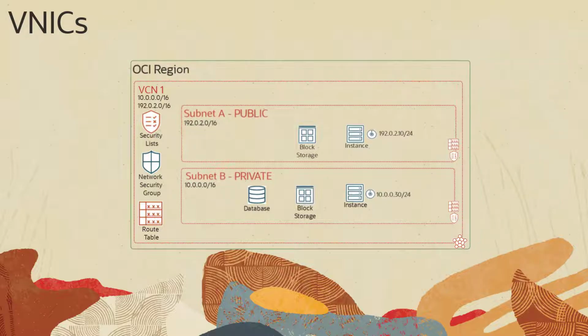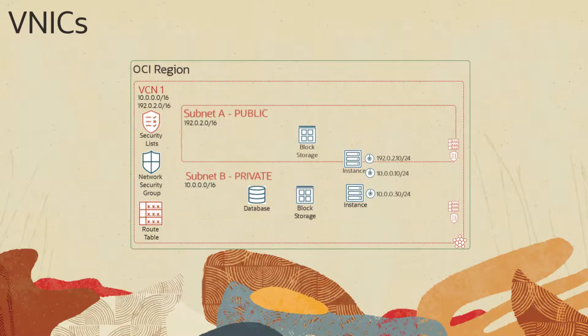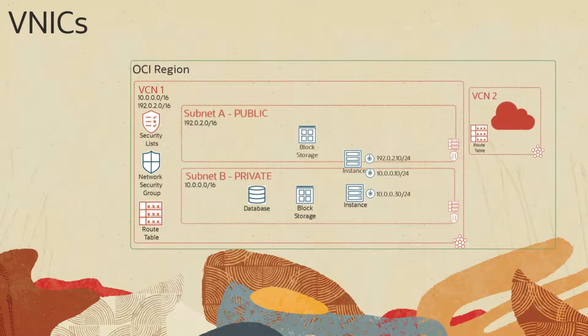VNICs. Every compute instance is automatically created with a fixed primary VNIC. You can also add one or more secondary VNICs to the instance. Secondary VNICs can be in the same VCN as the primary VNIC, in another subnet in the VCN, or even in a different VCN.